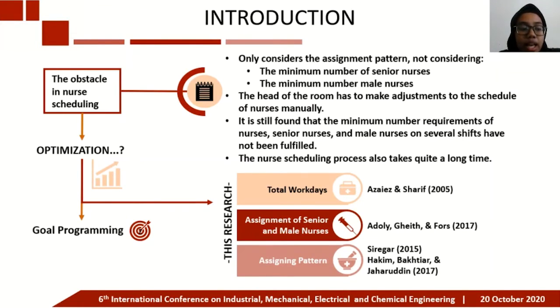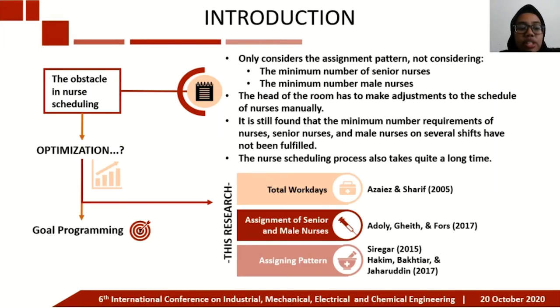The obstacle of nurse scheduling is caused by the template only considering the assignment pattern, not considering the minimum number of senior nurses or male nurses. So, the head of the room has to make adjustments to the schedule of nurses manually, and it is still found that the minimum number of requirements of nurses, senior nurses, and male nurses on several shifts has not been fulfilled. The nurse scheduling process also takes quite a long time.